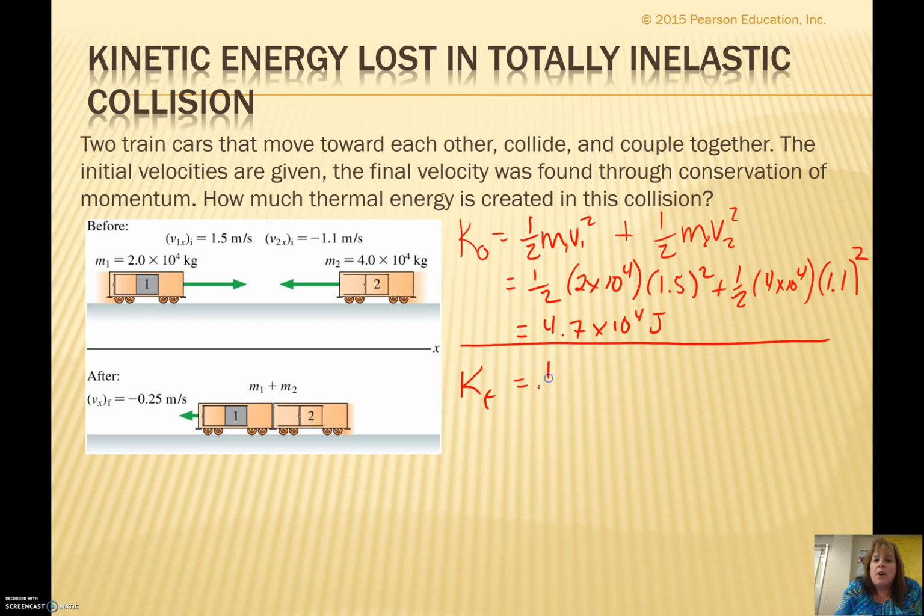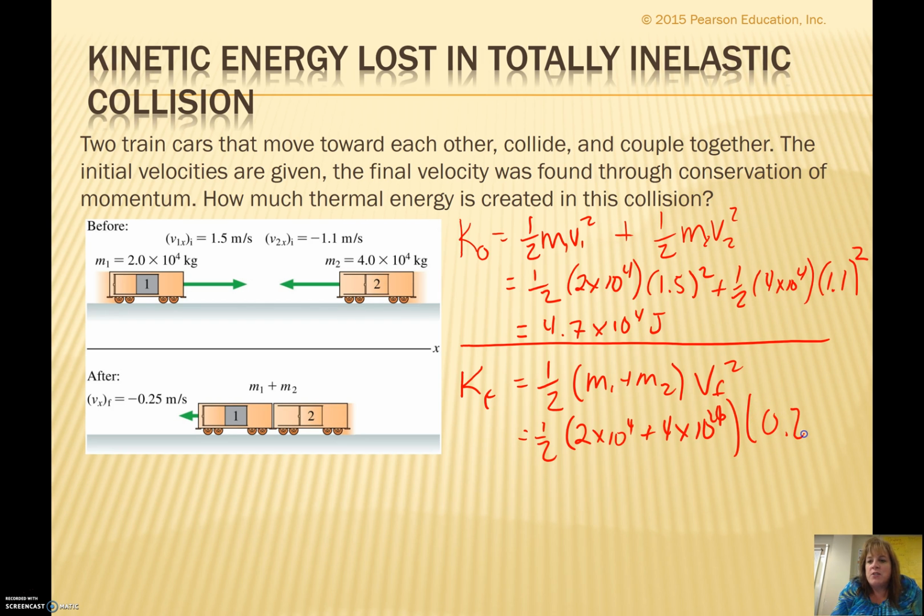So 1/2, and it's going to be the total mass, so the mass of 1 plus mass of 2, because they're stuck together. So we're going to treat them as one system, times their final velocity squared, which we would have found using the law of conservation of momentum. So 1/2, so we're going to take 2 times 10 to the 4th, and we're going to add to that 4 times 10 to the fourth, which would be 6 times 10 to the fourth. And we're going to multiply by 0.25 squared.